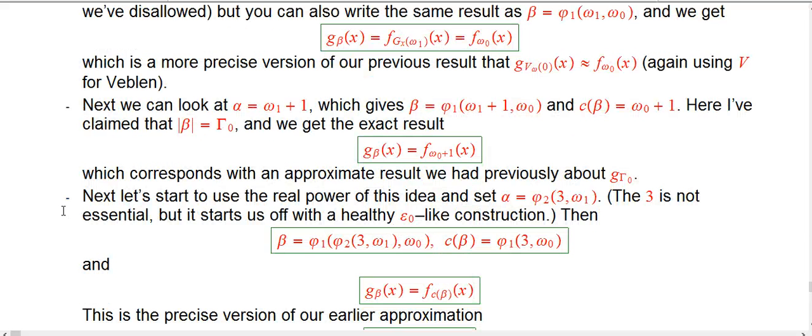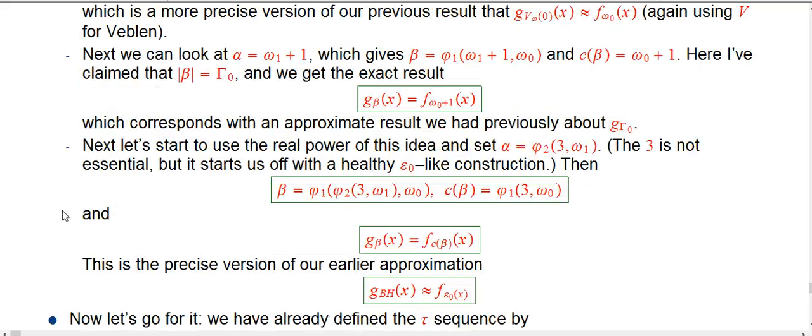Okay, and what do we get? Using this honking big ordinal, we get that g sub beta of x is f sub c of beta of x. And what does that translate to in terms of our previous understanding? Well, remember, this is something whose height is epsilon naught. Its height is exactly epsilon naught. And this sucker was much bigger. That sucker was something whose height is the Bachmann-Howard ordinal.